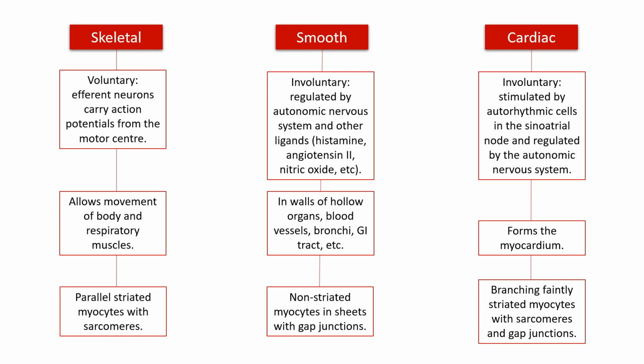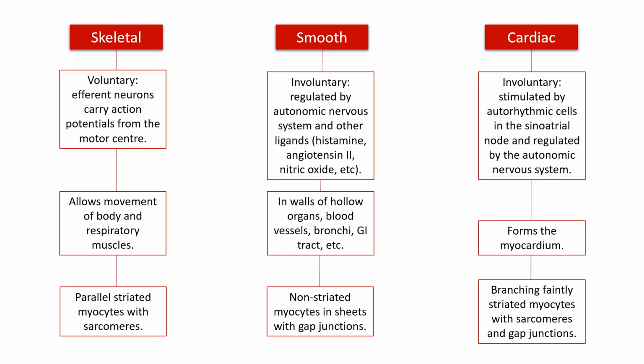Cardiac muscle also has gap junctions between the cardiomyocytes, but in this case, we have some striation. They're faintly striated. This is because they have the same internal structure, these sarcomeres, as skeletal muscle. The difference is we don't have long parallel myocytes all packed together, so the striations don't quite line up. So the myocytes, cardiomyocytes, branch, so they're not quite so regular.